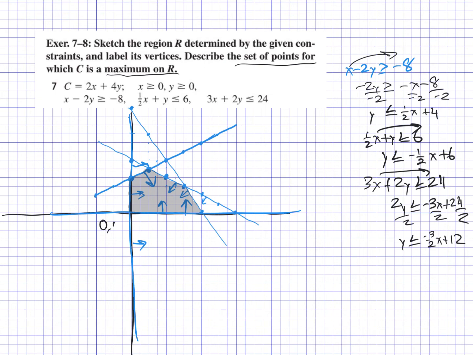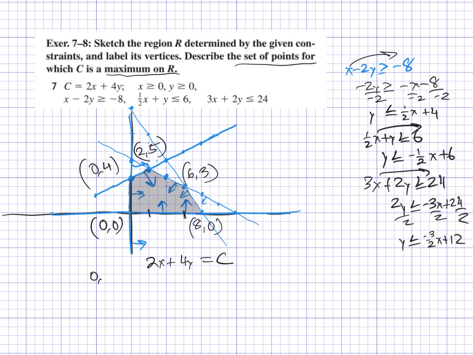So we have 0, 0, we have 0, 4, we have 2, 5, and 6, 3, and 8, 0. All right, so we got to put all those in. So I just get rid of this stuff, and we'll start to write it out. 2x plus 4y is equal to c. So let's start with 0, 0.